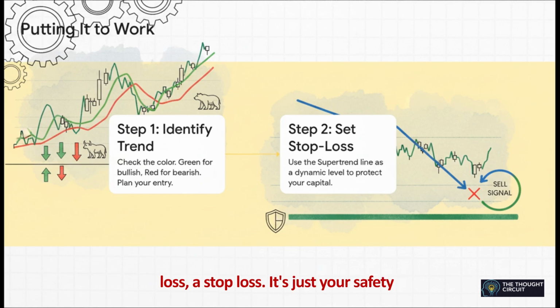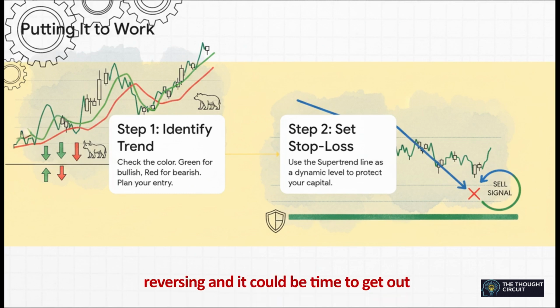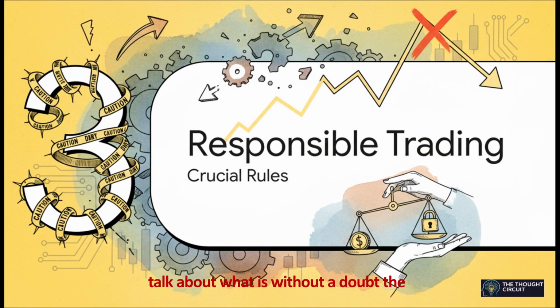A stop loss is just your safety net, right? It's your exit plan. So if you're in a trade and the price suddenly drops and touches that green line, that's your signal that the trend might be reversing and it could be time to get out and protect your money.